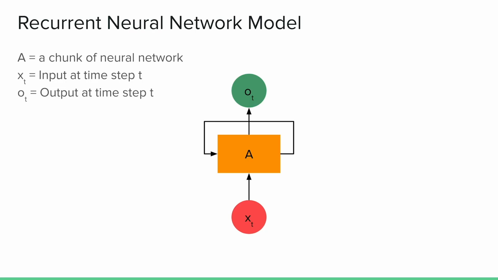So what happens? We get an input X at a certain time step t. We process that in a chunk of our neural network, marked as A here, and then we produce an output. That output is fed back into the network, so at the next time step, we can access that information from the previous step.